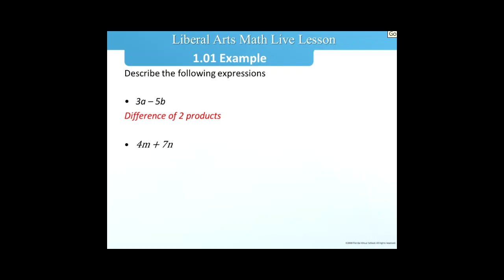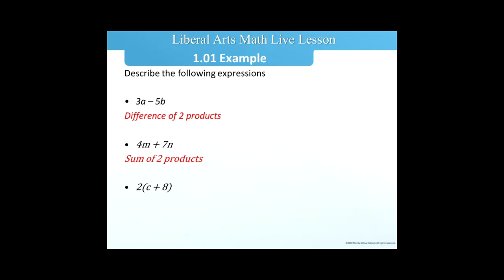The next one, we have 4M plus 7N. That is the sum of two products. 4 times M plus 7 times N. Sum means addition.